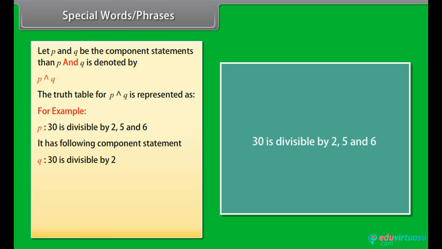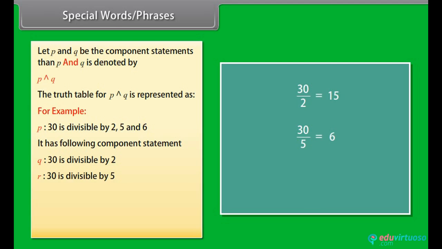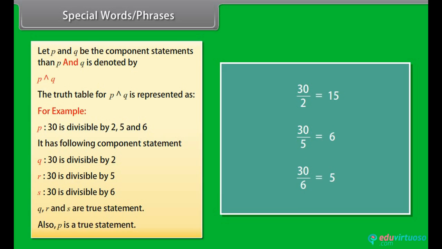Q is a statement that 30 is divisible by 2. R is a statement that 30 is divisible by 5. S is a statement that 30 is divisible by 6. Q, R and S are true statements. Also, P is a true statement.